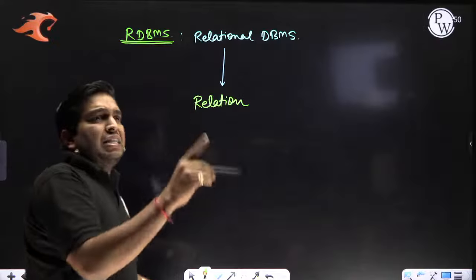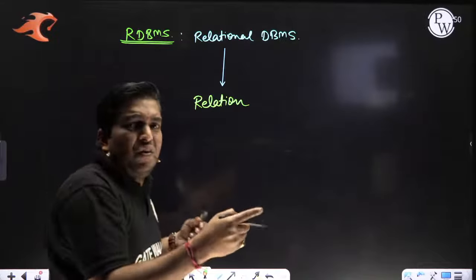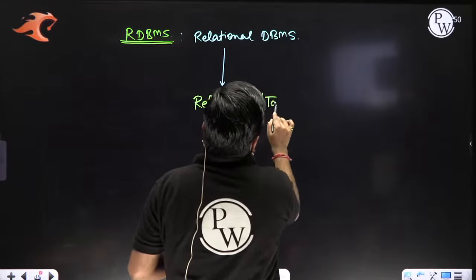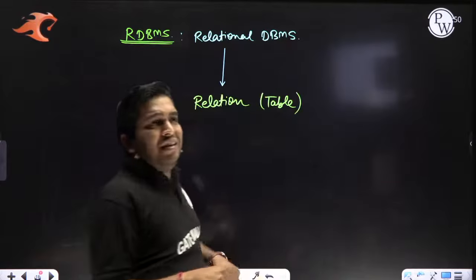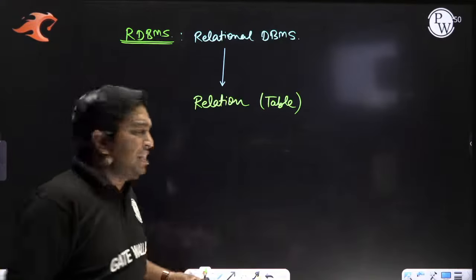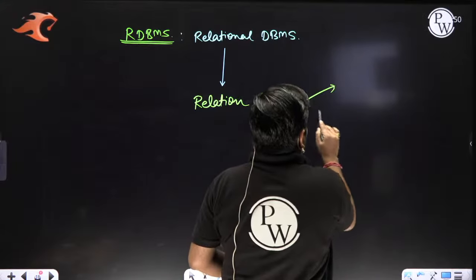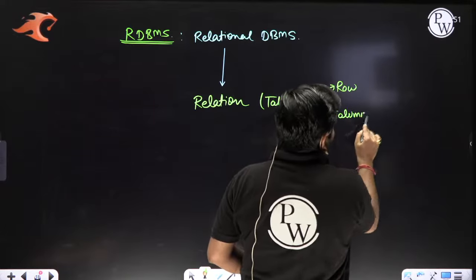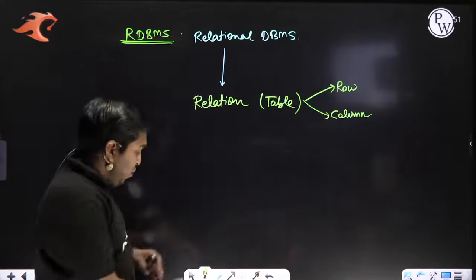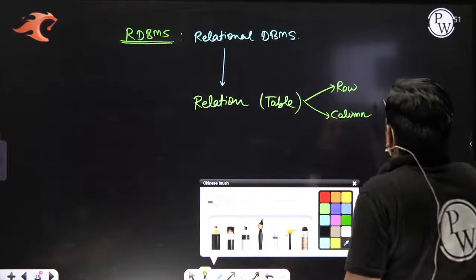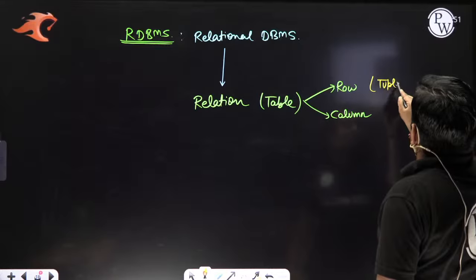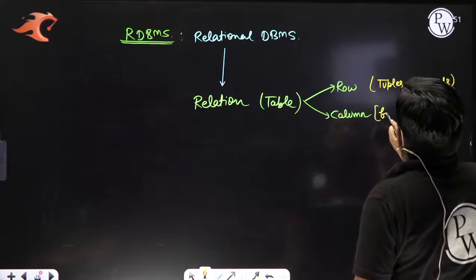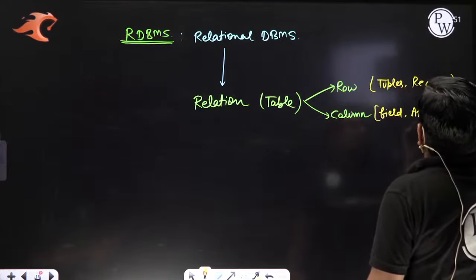Now you have a question, sir, what is the meaning of relation? Relation is not father and child. Relation means table. We know from childhood that a table is a collection of rows and columns, in which a row is called a tuple or record, and a column is called a field or attribute.